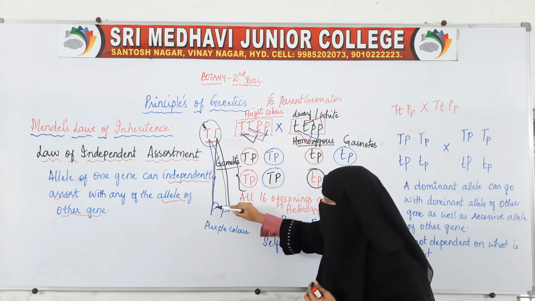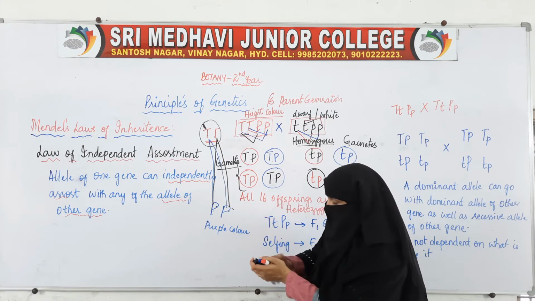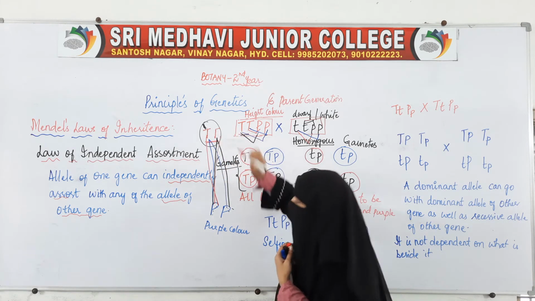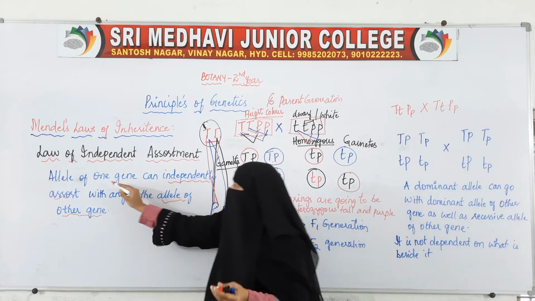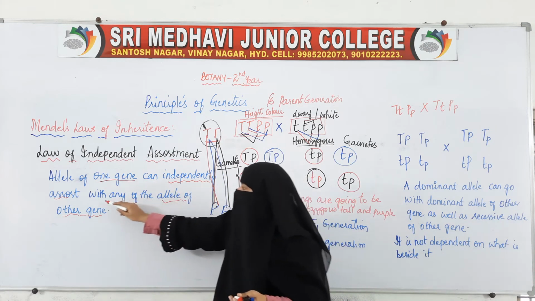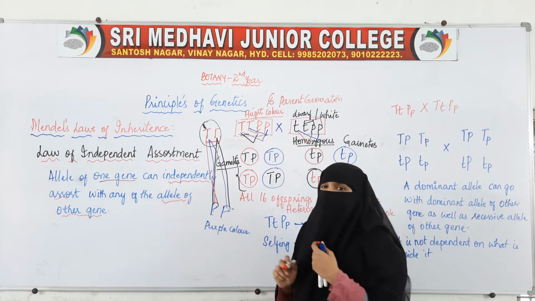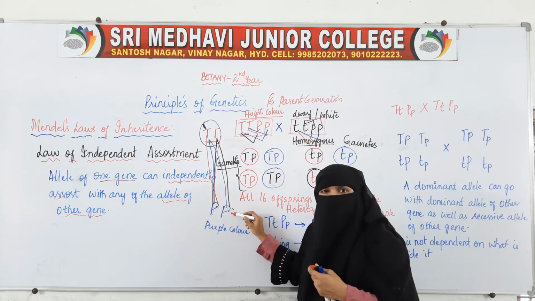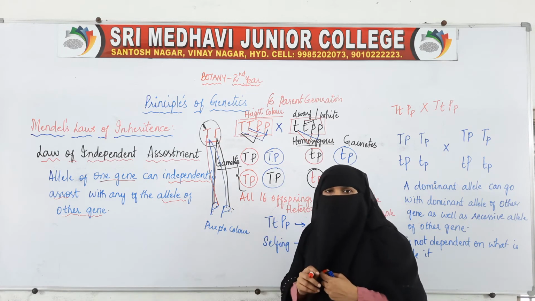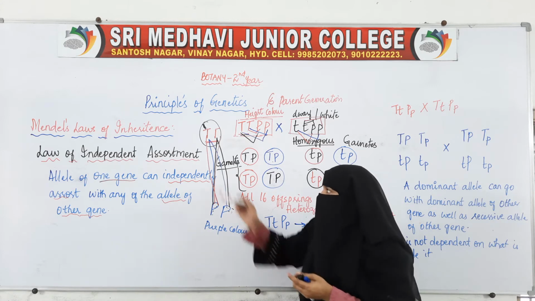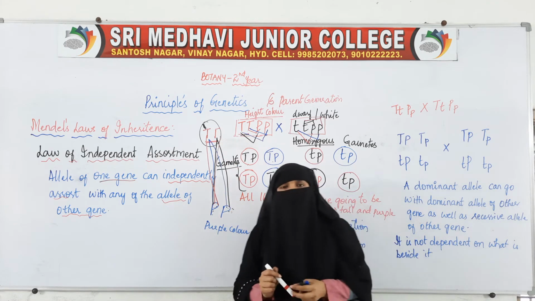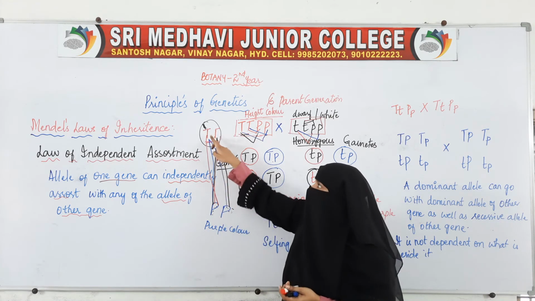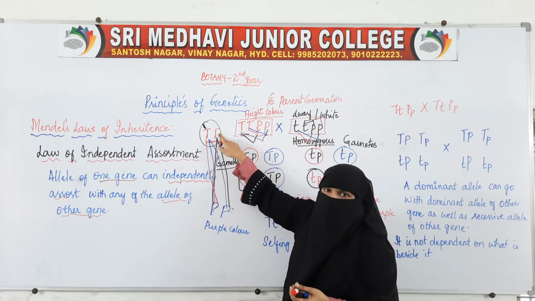Now the same, this will also assort. So when this goes this way, this will go this way. So what we are saying is, one gene can independently assort with any of the alleles of the other gene. It can group itself with the alleles of the other gene. So if this is assorting itself with this one, it is independent of this one beside it.